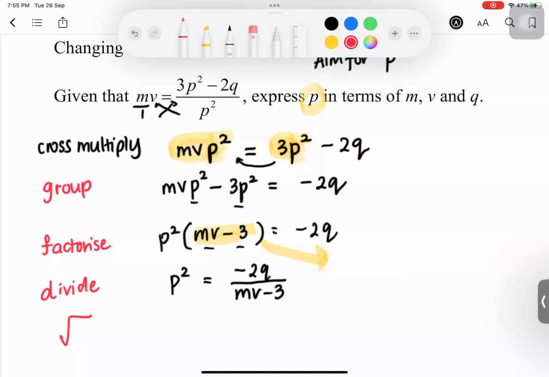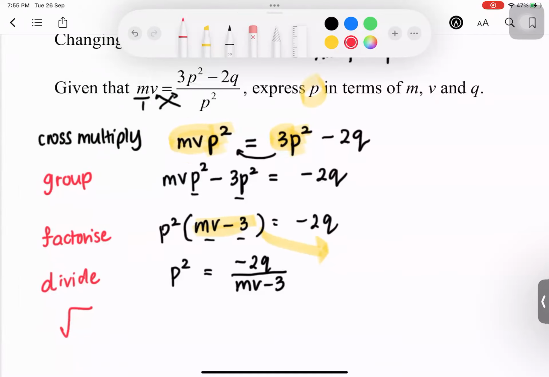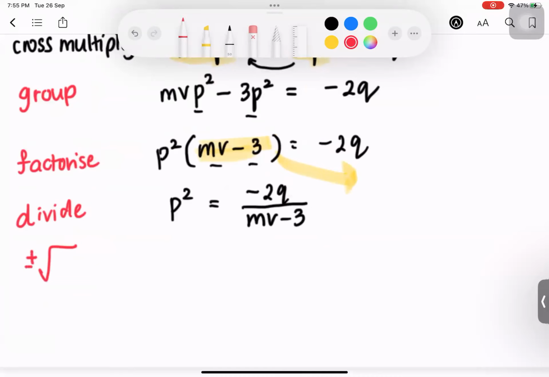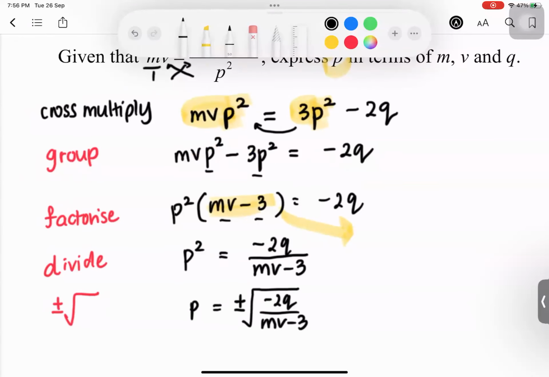No time, okay? But when we take square root, what must happen? When we take square root, how many answers are there? There will be 2 answers, plus or minus square root. So P, now you take square root of the whole thing, plus or minus. Must remember the plus minus. If not, you lose marks. Over mv minus 3. Is this part okay?